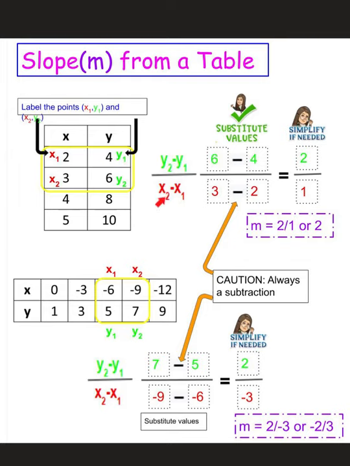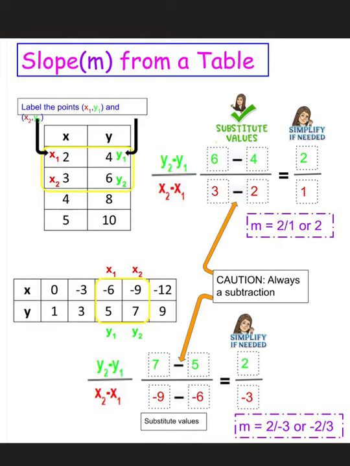Then I do the same thing for my x's. So x sub 2 is 3. Okay, put 3 here. Subtraction is always there. X sub 1 is 2. Put that over here. Now I'll calculate my top number. 6 minus 4 is 2. 3 minus 2 is 1. And as I say right here, simplify if needed.